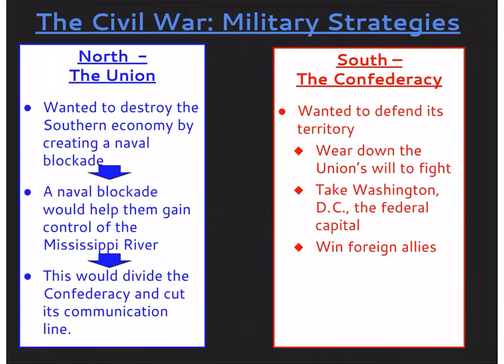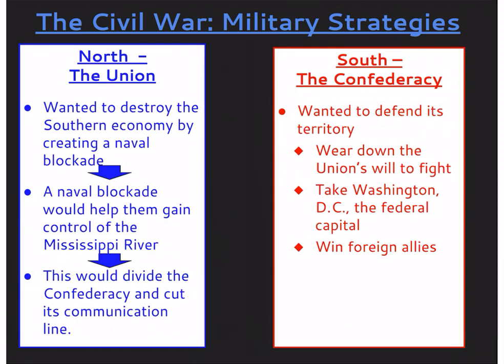You have two different strategies now that Fort Sumter is done, and they're going to kick off the war. The North's main thing, they want to destroy the economy. They want to blockade to prevent the South from trading. If they have this naval blockade and they're able to control the Mississippi River, which the South used for commerce to trade those items, that would help them out a lot. They would divide the Confederacy in half. The communications line would be done. So that is their strategy going into the Civil War.